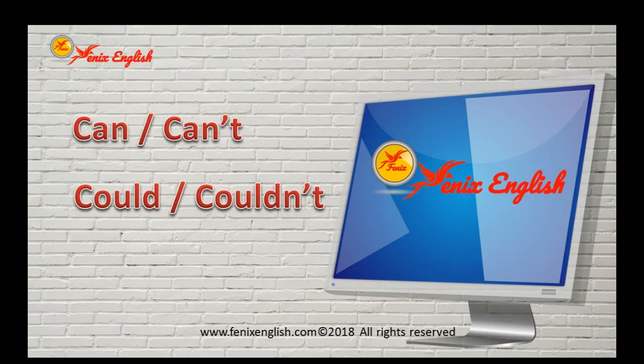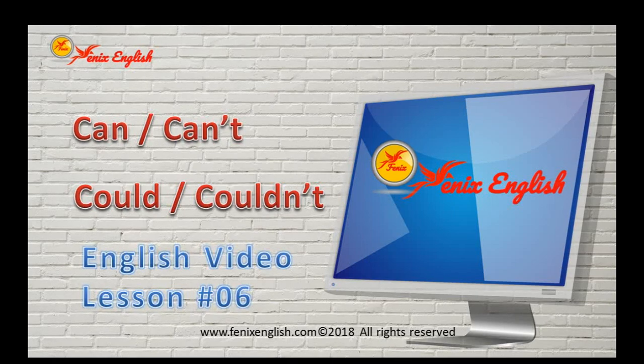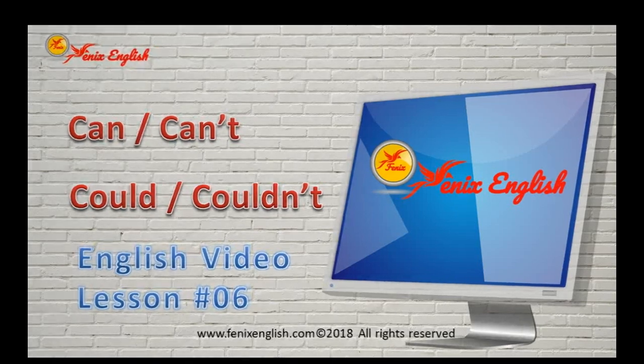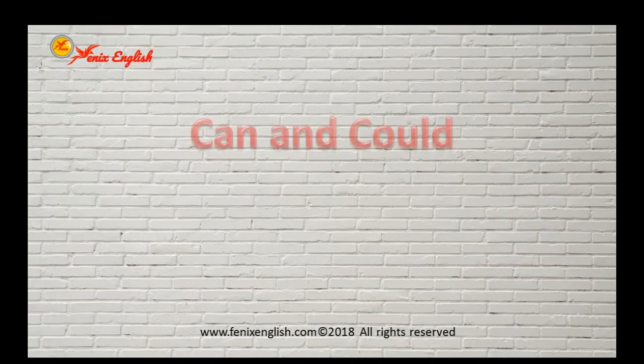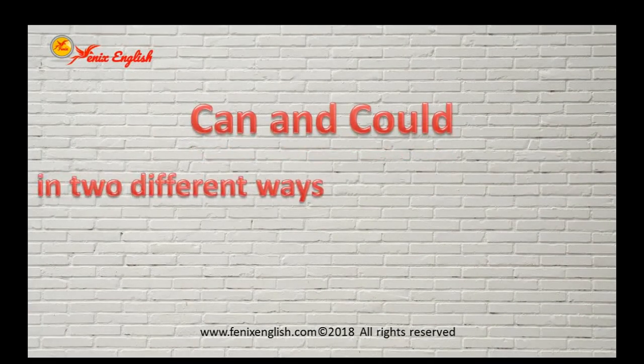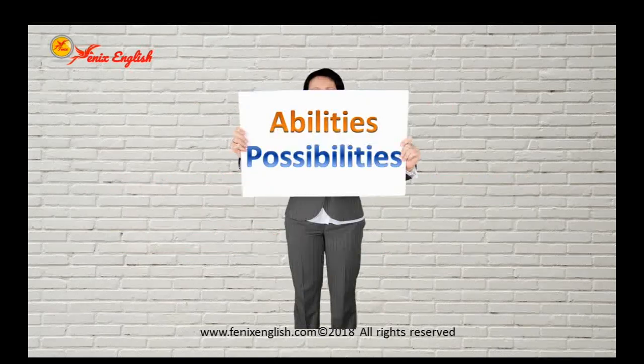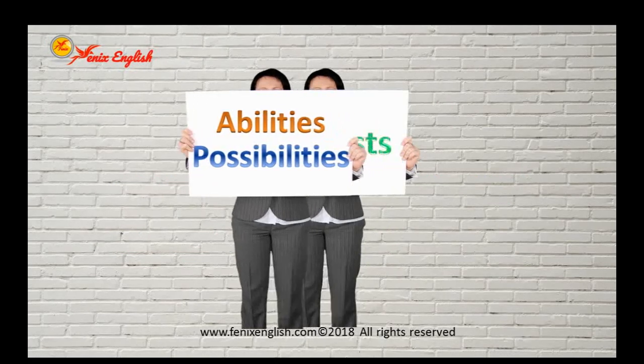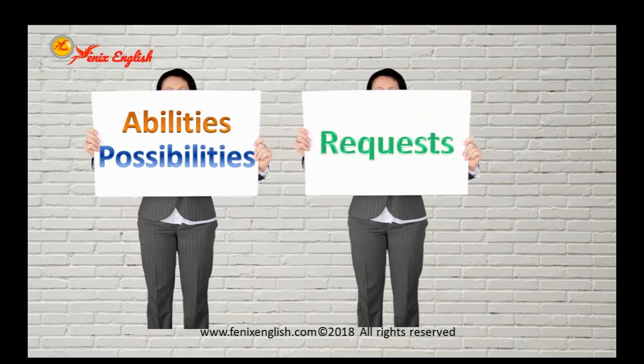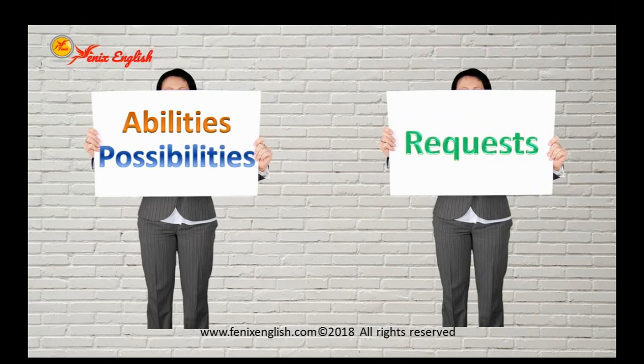Can versus could. Can't versus couldn't. English video lesson number 6. Can and could are used in two different ways in English language. They are used to talk about abilities and possibilities. They are also used to make a request.